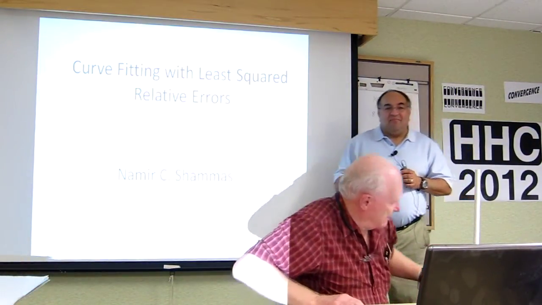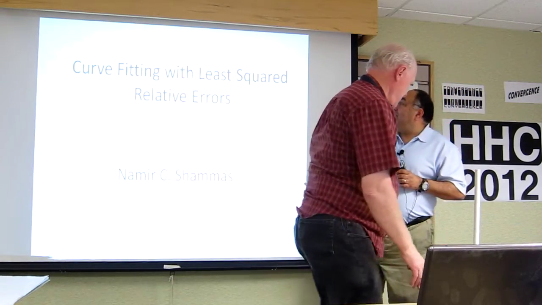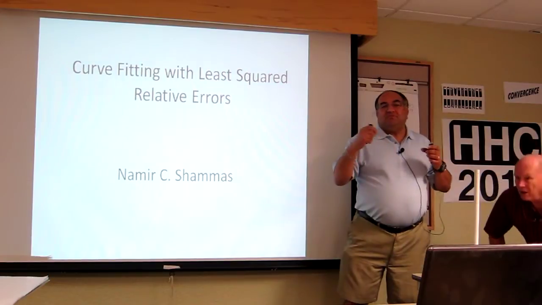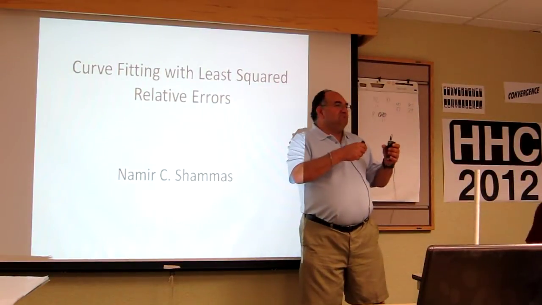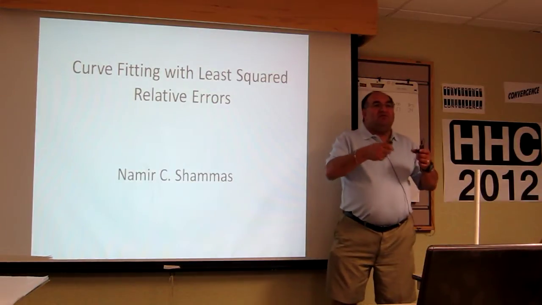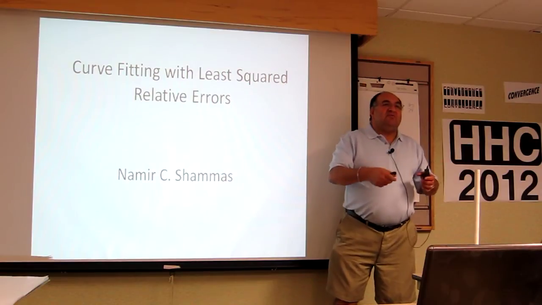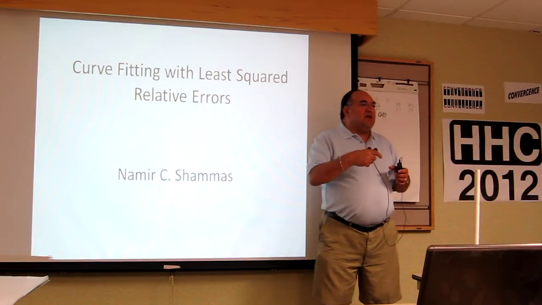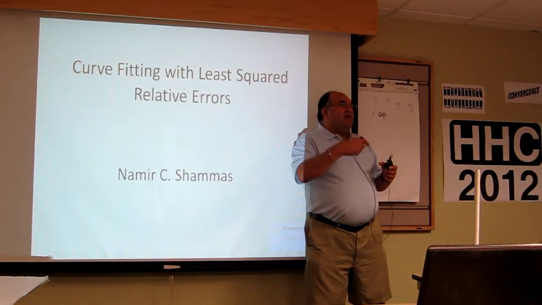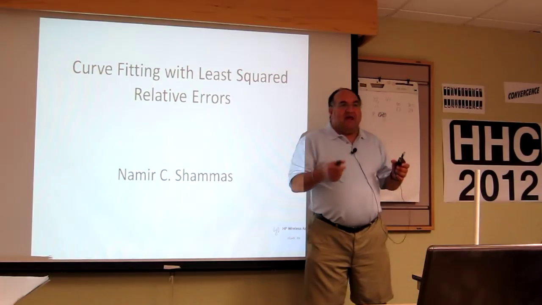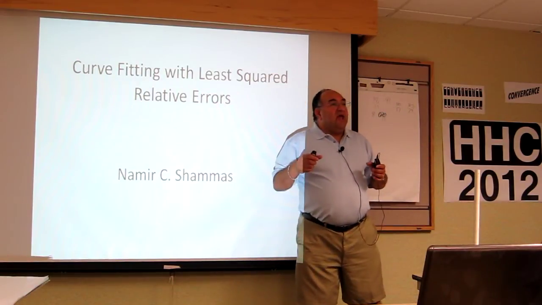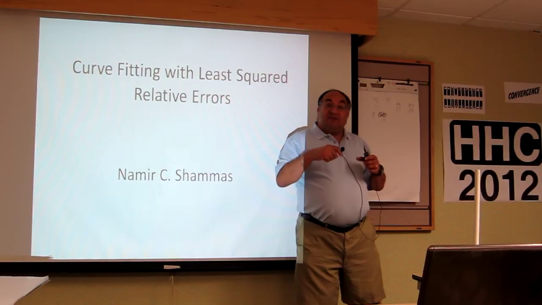All right, thank you. This talk is about curve fitting with least squared relative errors. Now, suppose you're measuring currents. You start doing several measurements. Let's say you're reading 100 milliamps, and your readings tell you that you have an error of plus or minus 5 milliamps. Okay, but then you're reading 1 amp, and your equipment also gives you the same error.